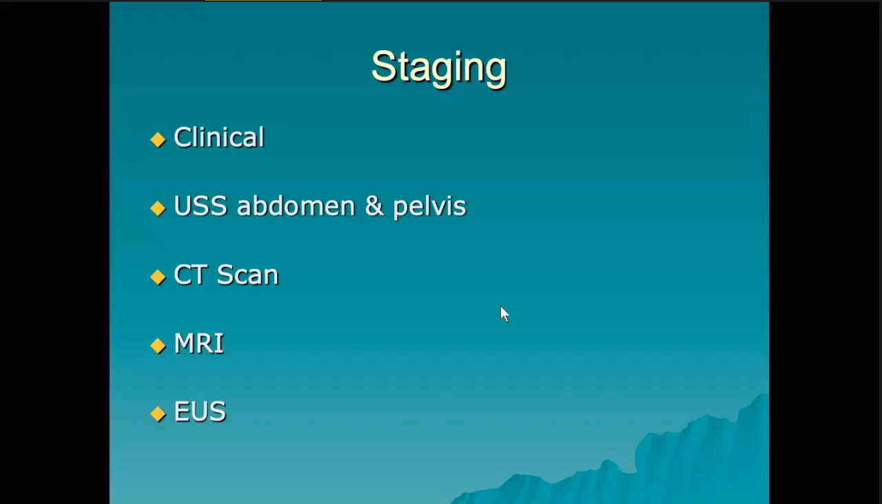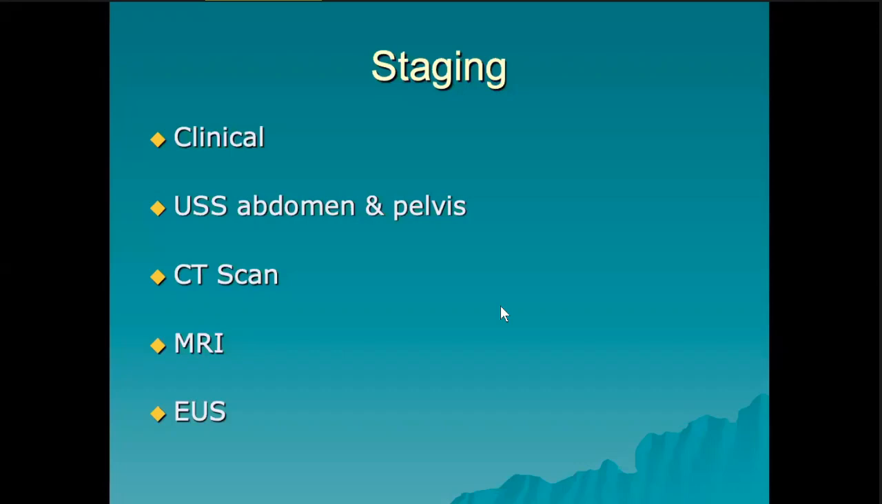Then what are the investigations? Now, if you don't have much facility, you can do an ultrasound scan of the abdomen and pelvis. When you do an ultrasound scan, you might see liver metastasis. You might also see ascites, malignant ascites, because these tumors spread to the peritoneum also. You get peritoneal deposits. So you can see those things if you do an ultrasound scan of the abdomen and pelvis.